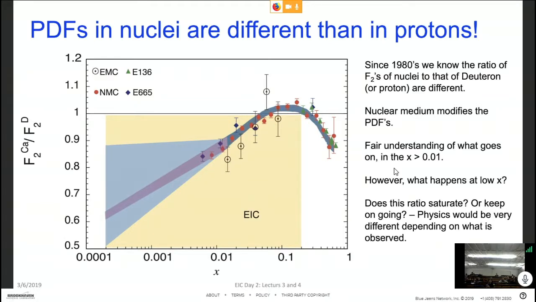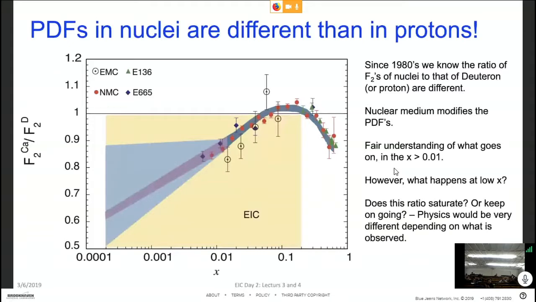On the y-axis is the ratio of the F2 structure function, not the spin, the unpolarized structure function of calcium divided by the unpolarized structure function of the deuteron. For all practical purposes, deuteron can be taken out and you look at the proton as well. This is the same plot you will get, but deuteron is stable and we could measure it at that time. And that's basically the ratio. The fact that this ratio over a wide range in x is not equal to 1 was a big surprise at that time.